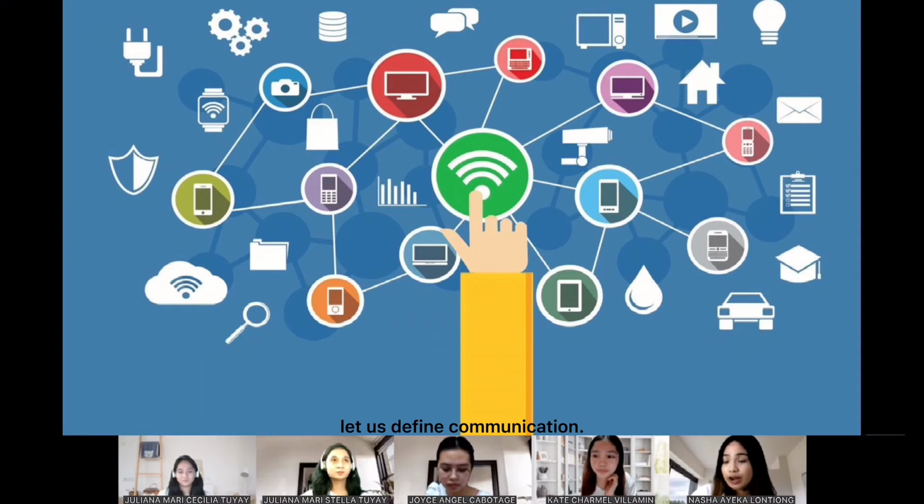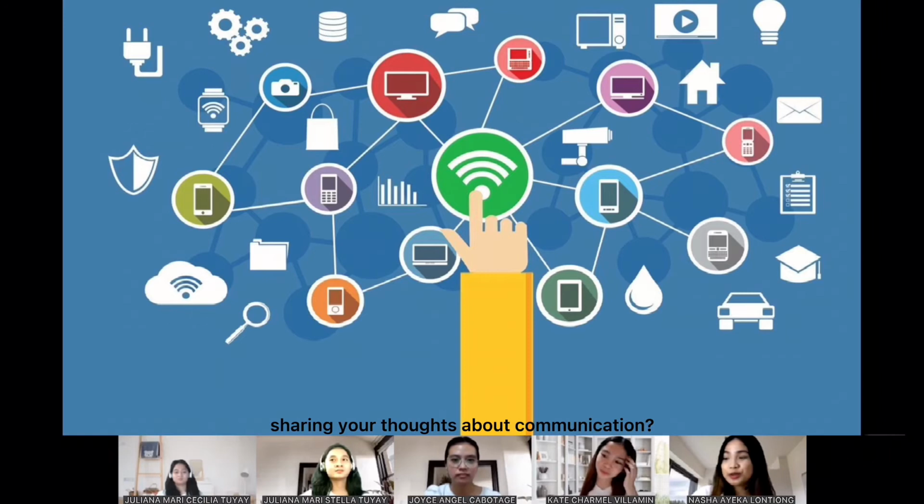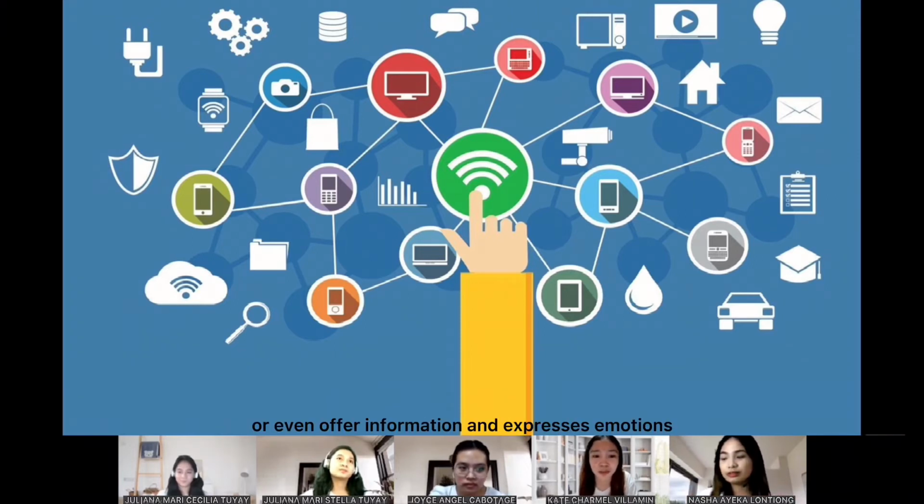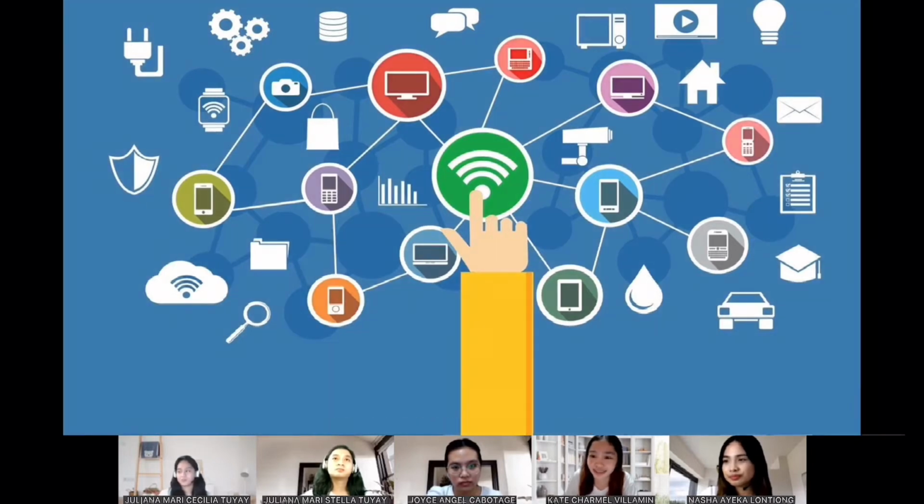First, let us define communication. Kate, would you mind sharing your thoughts about communication? Sure, individuals or groups can persuade, seek information, or even offer information and express emotions by giving, receiving, exchanging ideas or information by giving signals or messages through appropriate mediums. The body language, speaking, and writing skills are all included in this broad description.